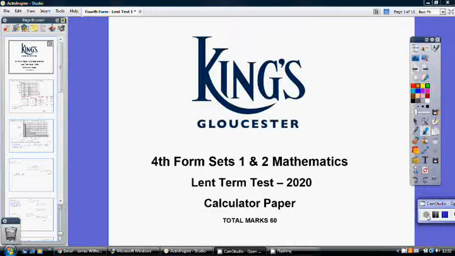So we're about to go over the Lent term test that both sets 1 and 2 pretty much took, the same paper. With regard to our sets, some of you did well, some of you not so well. As always, I'm not going to embarrass anybody and let everybody know each other's results. So if you want to know your exact result, email me and I will let you know.